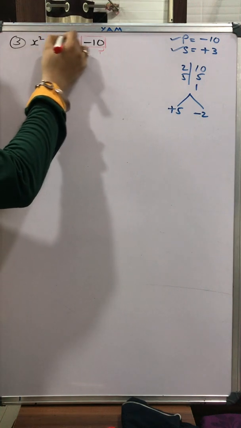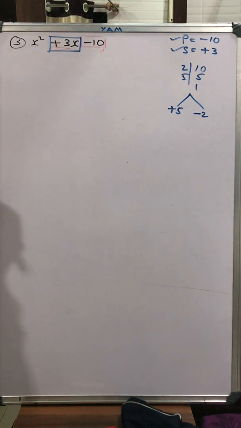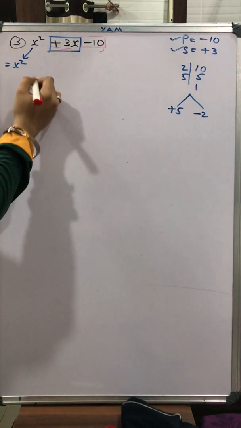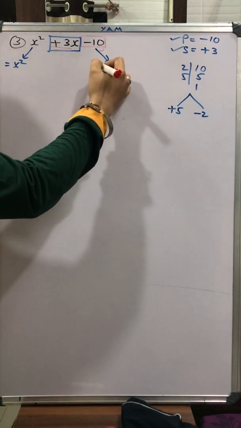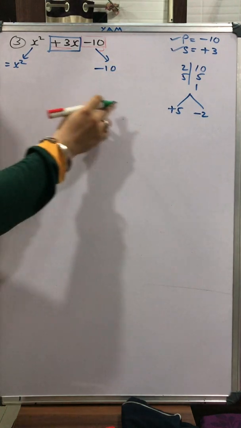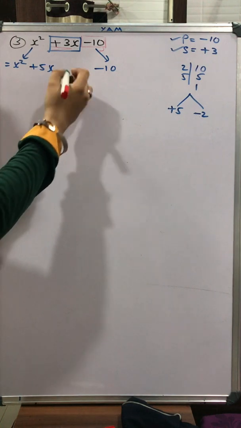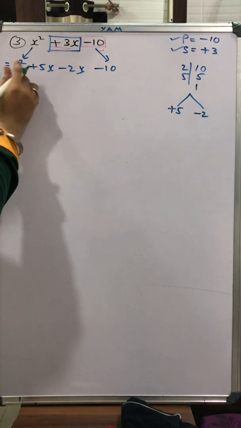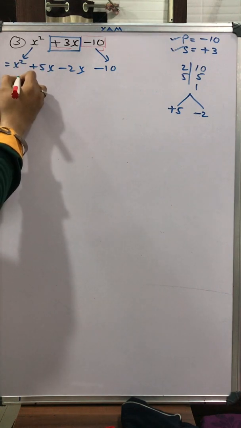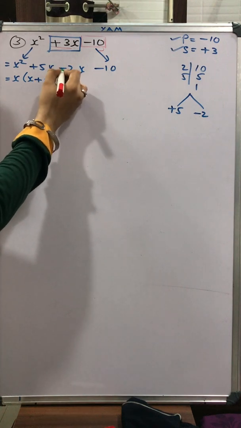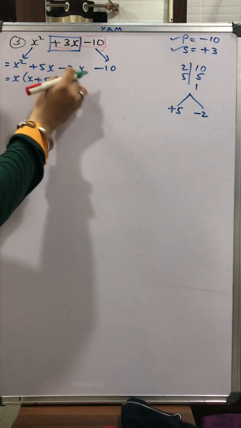So now I will split this middle term, which is plus 3x. So I will not write this plus 3x. I'll copy the first term, which is x square, and I'll also write the last term, which is minus 10. Okay, so now here it comes plus 5x minus 2x, removing x common from first two terms. So here I'll be remaining with only x plus 5. Always take out common the sign of the second last term.